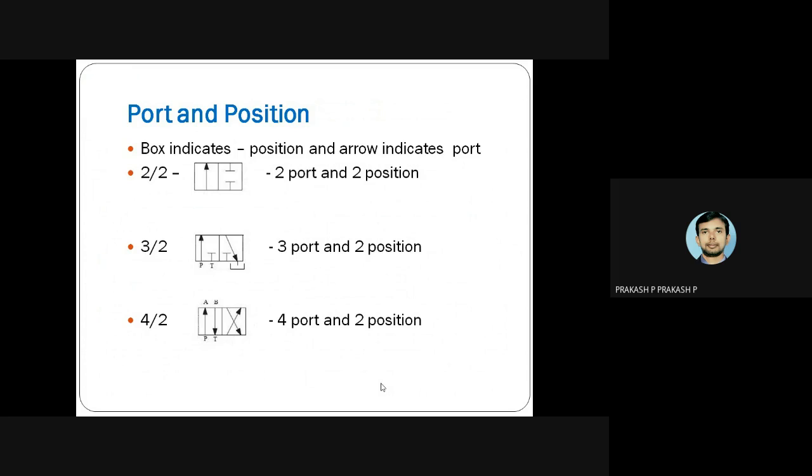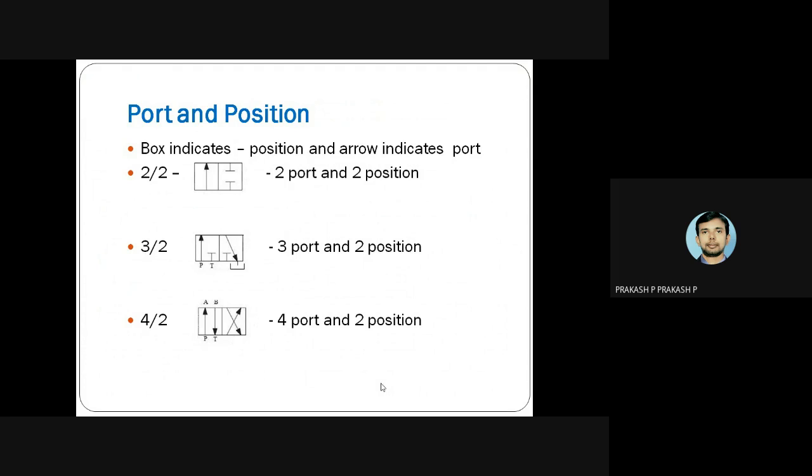You have to see 3 by 2: there are three ports and two positions. Already I told you the position is indicated by the rectangular box. Each rectangular box contains three ports. So there is one inlet port and one outlet port. There is a closed port that is marked T. So this is the 3 by 2.